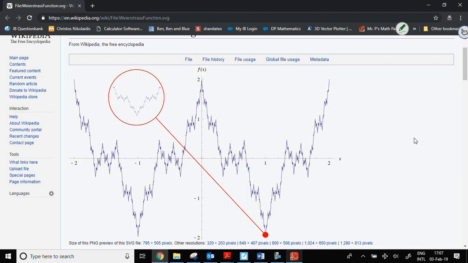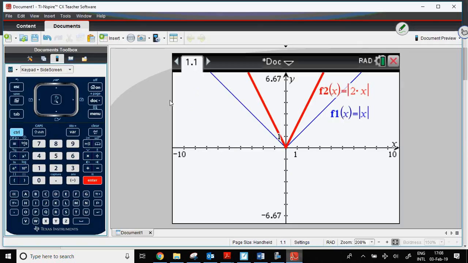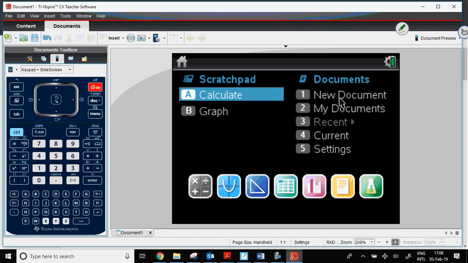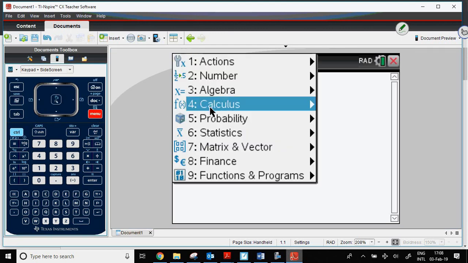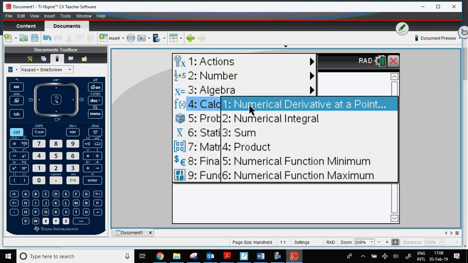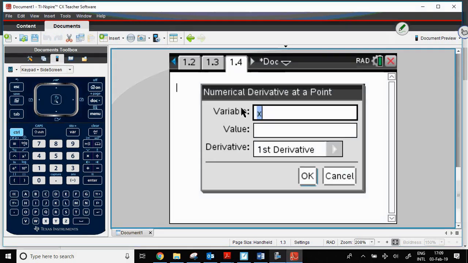Weird thing. And the last thing I wanted to show you was just with calculators. If we wanted to take the second derivative on a calculator, it's just the same as taking the first derivative. We're going to go to Menu, Calculus. We're going to take the numerical derivative at a point. We always leave the variable as x. The value would be whatever the value is going to be. I don't know. I'll do 4. And then instead of the first derivative, we ask for the second derivative.